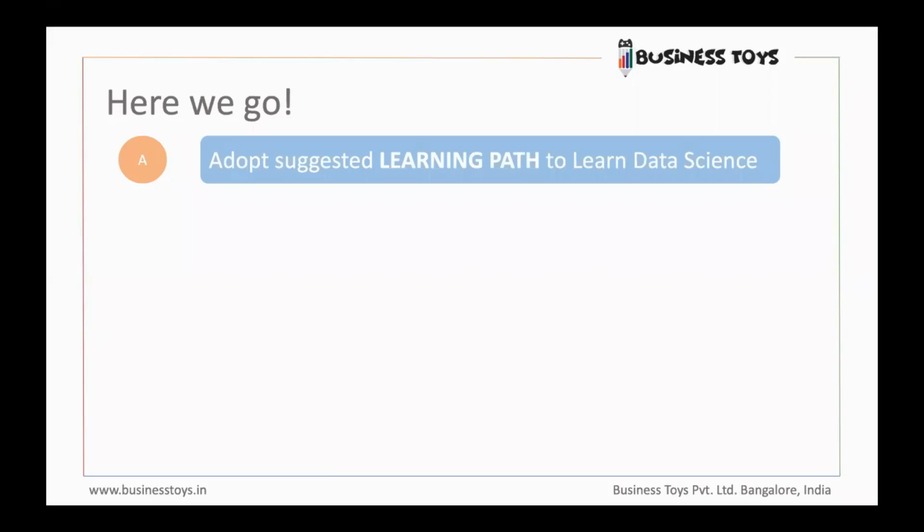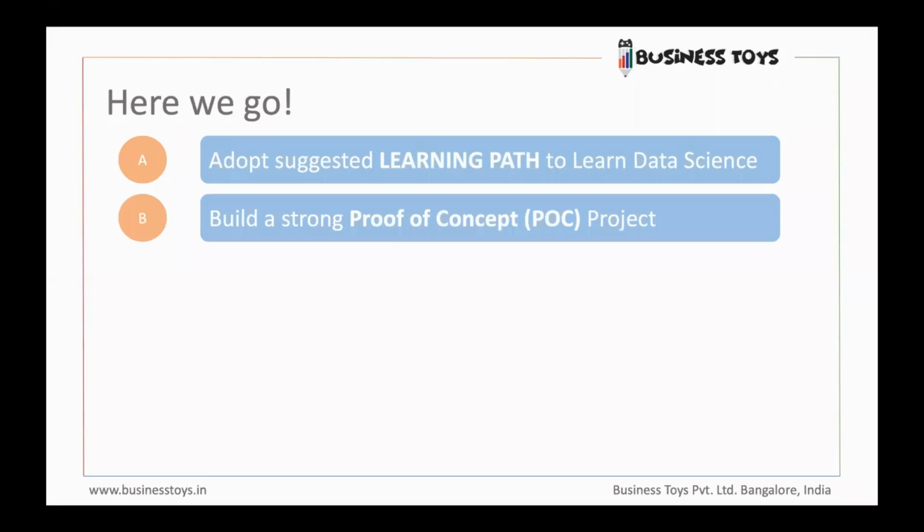Okay, this is the first thing. And then yes, as I said, follow that particular learning path. The next is build a strong proof of concept. So as I just listed down in the sequence of ABC, the A is adopt the suggested learning path. The second is build a strong proof of concept.